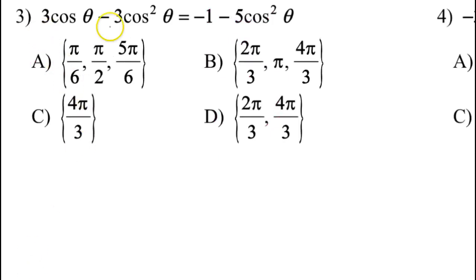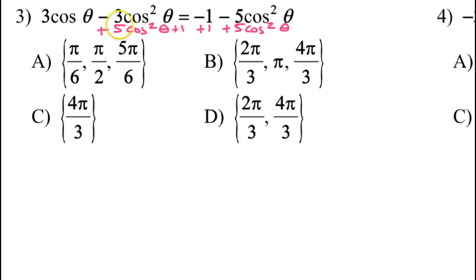So for number 3, I like the fact that we have only cosine throughout, so I'm just going to jump right in. Since I see cosine and cosine squared, that tells me that I need to get 0 on one side and try to factor. So I'm going to add 5 cosine squared theta to both sides, and I'm also going to add 1 to both sides.